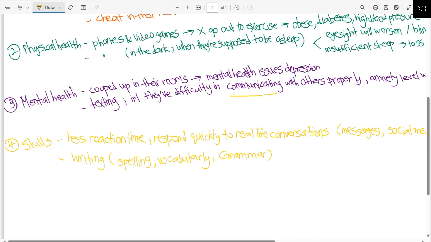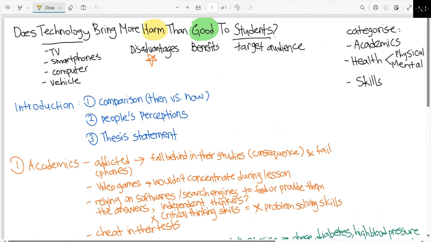Okay, skills, there's actually a lot of things you can write about. So we are saying that it makes students over reliant. Smartphones, computers, vehicles, TV. How else can it harm the student? Oh yeah, being able to see is not a skill.